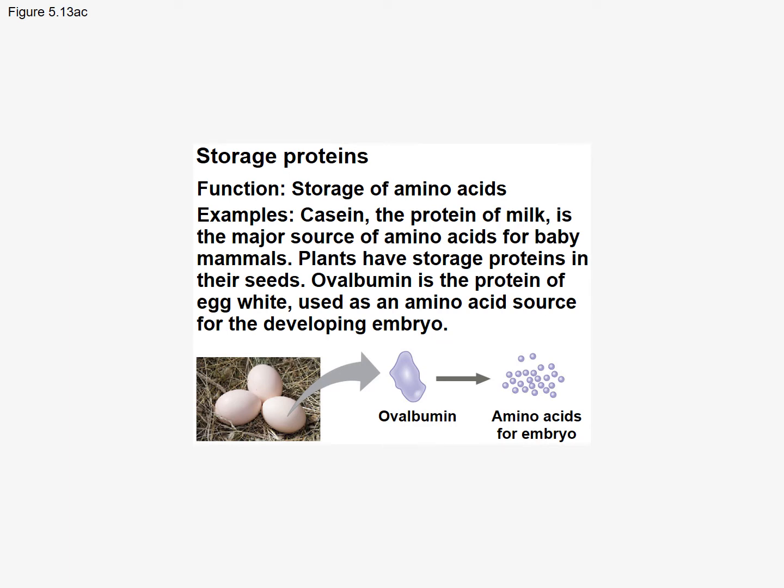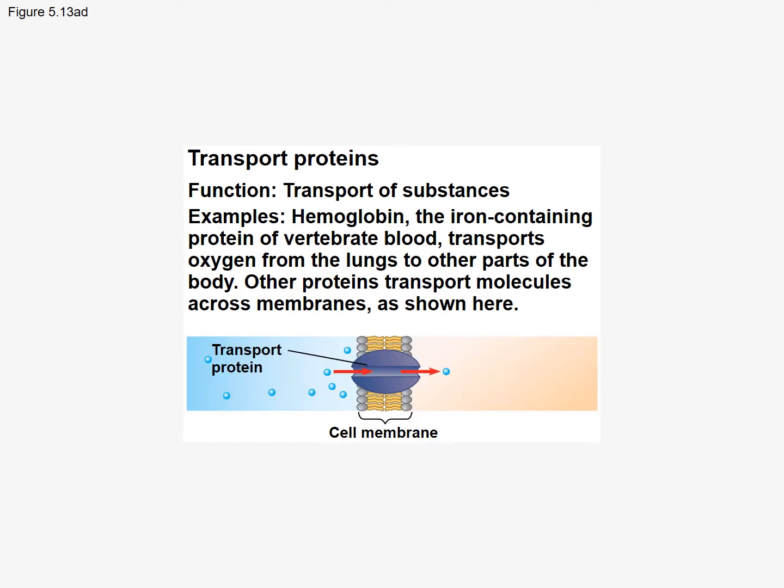Ovalbumin is a protein in egg white that is used as a source of energy for a developing embryo. So ovalbumin is the protein. It's contained in the eggs, and it's made up of amino acids, and these amino acids will be used by the growing organism as an energy source.